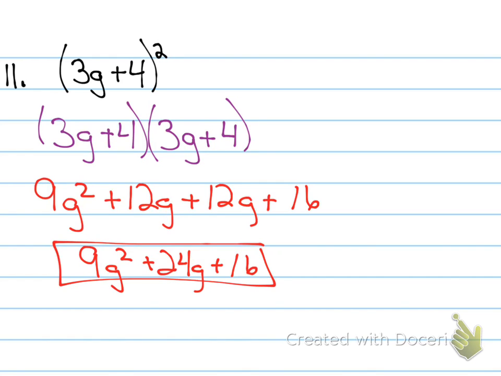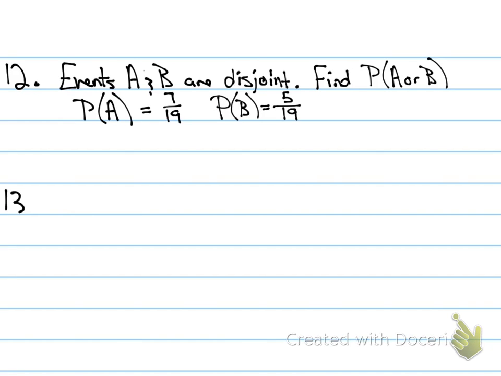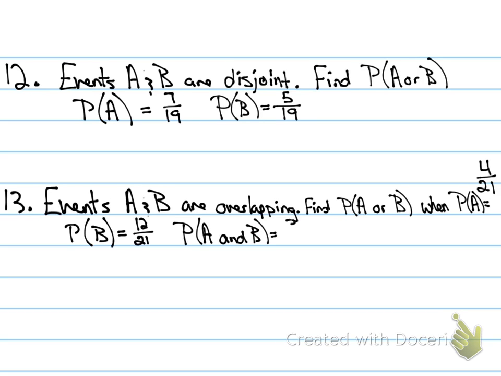All right, very good. Now, we're going to do a little bit of review. Remember disjoint and overlapping events? Yep. So if it's disjoint, find the probability of A or B. If it's overlapping, find the probability of A or B. Use this information. You don't have to copy down the problem. Just use this information to solve.